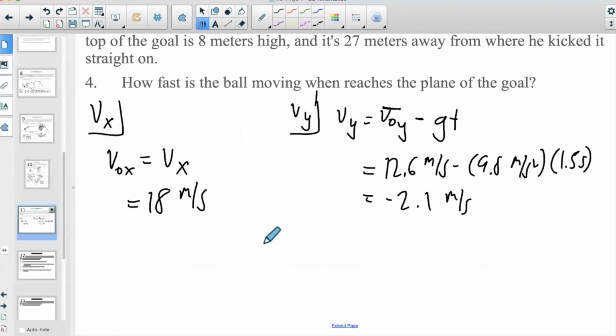So now what does this mean? Positive is up in this case, and negative is down. This is in the x direction. This is positive. Remember, x is only left and right. So we're going to the right. And since this is negative, we are going down.